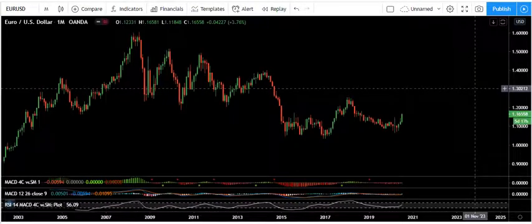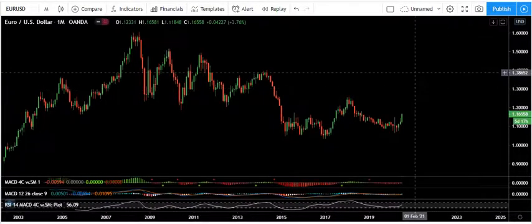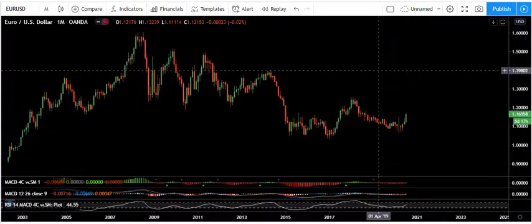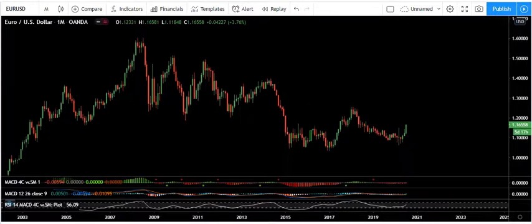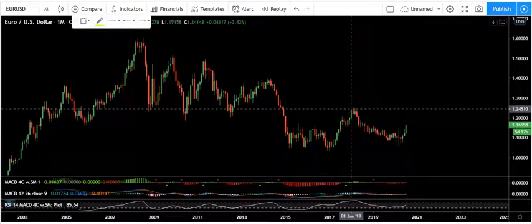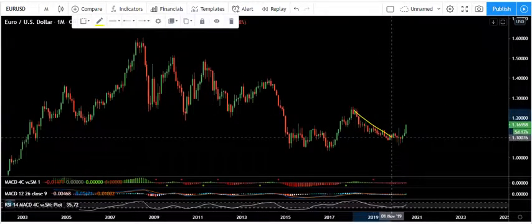Euro USD. Now we are analyzing for the next week. Now we are based on the monthly chart. Alright. Based on the chart, since 2018 we have been in the correction as I draw here.